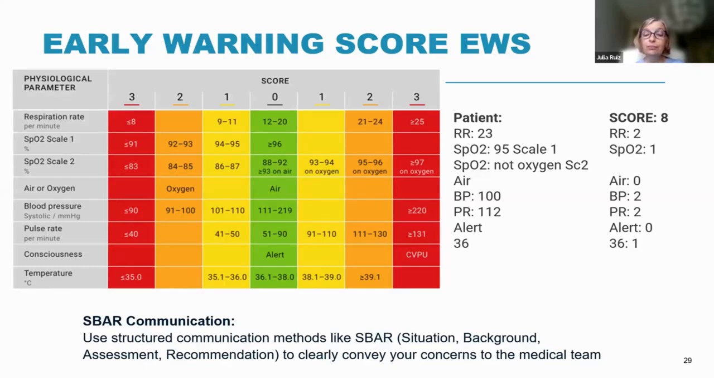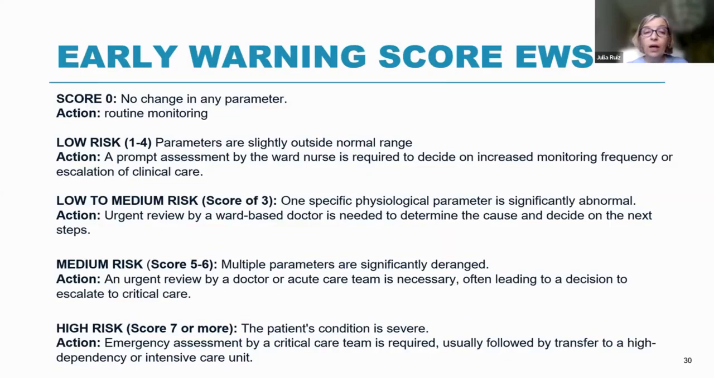The situation would be: this patient has these vital signs. The background is that the patient is transplanted, is in myelosuppression, and has febrile neutropenia. The assessment is that the early warning score I have done is 8, and the recommendation is we have to escalate to the emergency department due to this score. So it's an easy, very concrete way to get the information to the team.